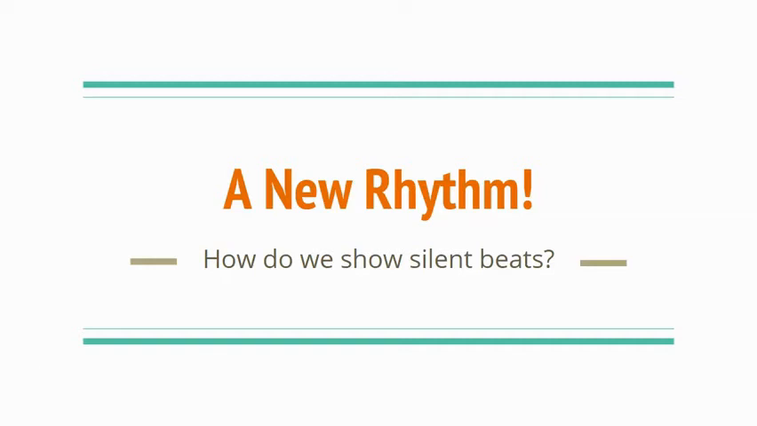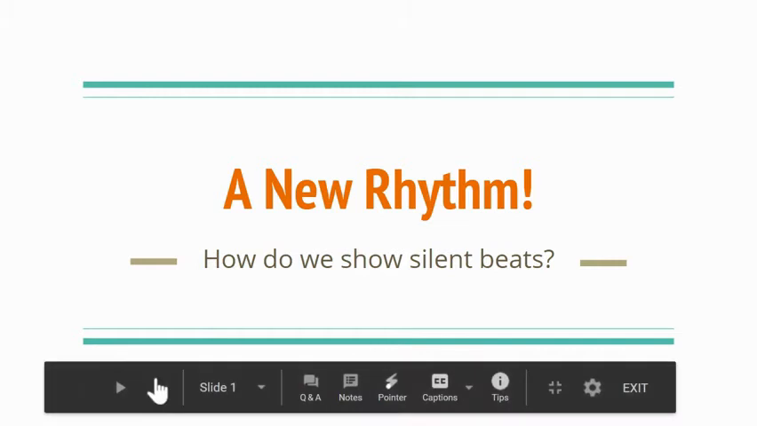Hi everybody. In our video today, I'm going to be introducing a new type of rhythm to you. Here on the screen it says a new rhythm, and then the question says, how do we show silent beats? So that's what we're going to be talking about today, about what happens in music when we have silent beats, like what's up with that. And we're also going to take a look at how we show silent beats with a cymbal.